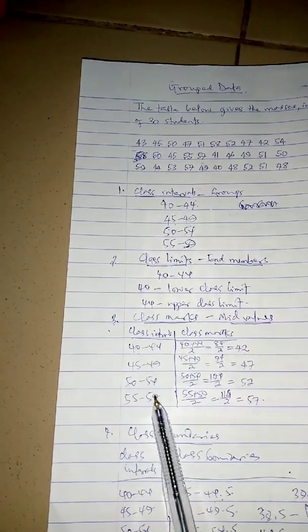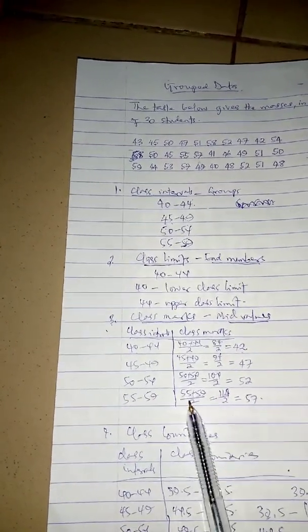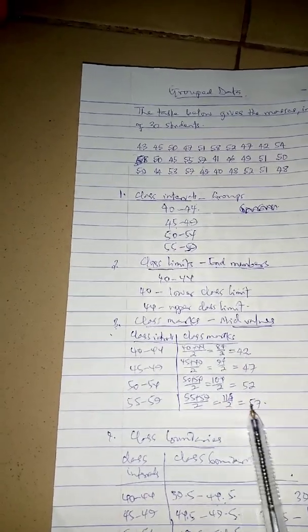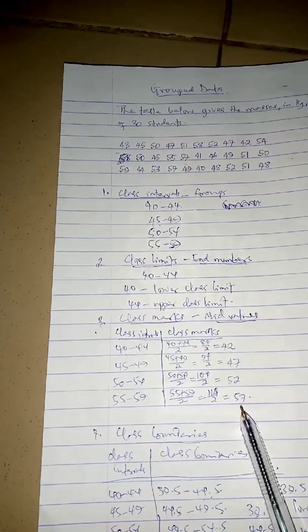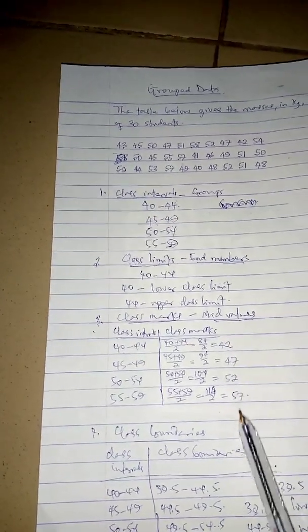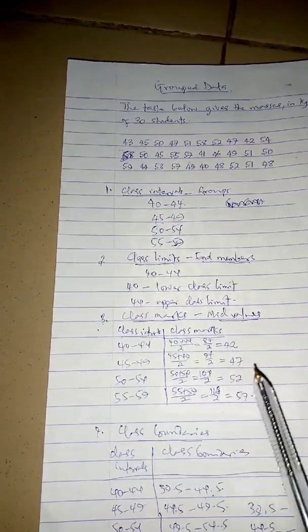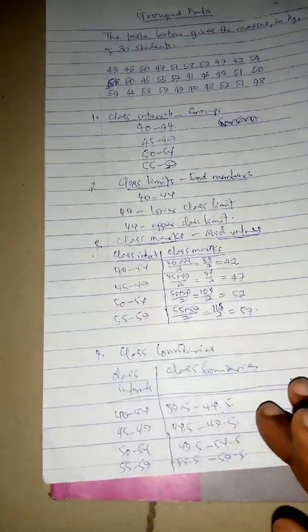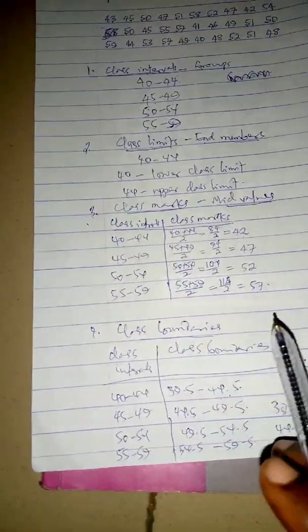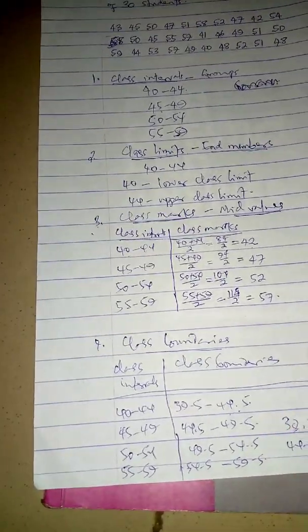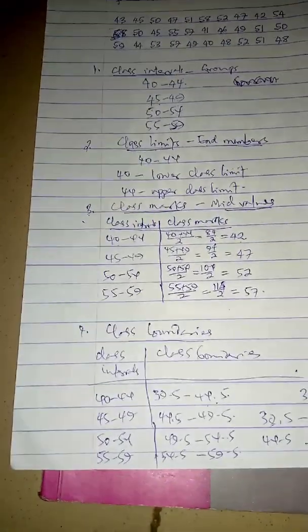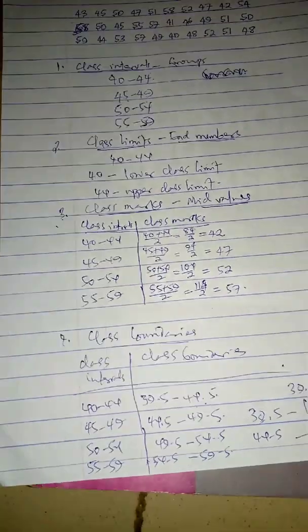55 plus 59 over 2. Add first before you divide. You have 57. All these are called the class marks. They are the center values for the class intervals. When we talk of class boundaries, we use class boundaries to draw histograms so that the rectangles will be joined together, or your cumulative frequency curve.